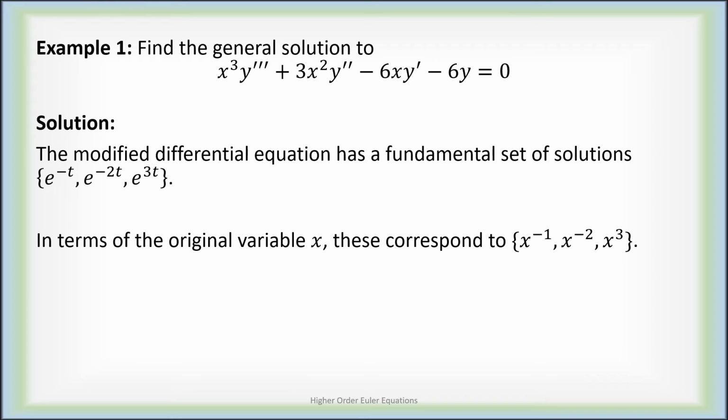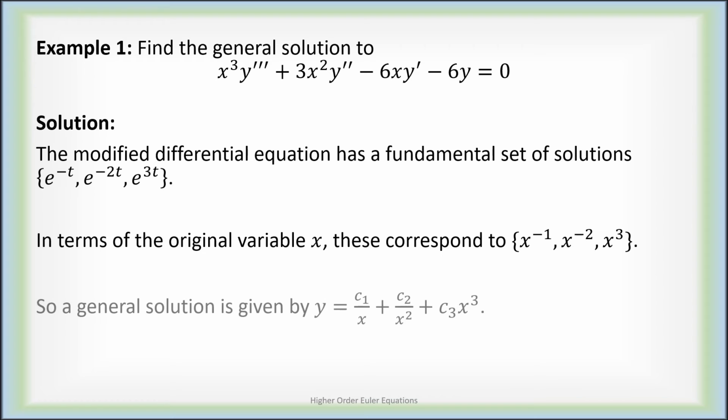Now we resubstitute that x is e to the t. So we just have x to the minus first, x to the minus second, x cubed. e to the t to the minus 1, e to the t to the minus 2, e to the t cubed. So here is a general solution to the differential equation we started with. C1 times x to the minus first plus C2 times x to the minus second plus C3 times x cubed.